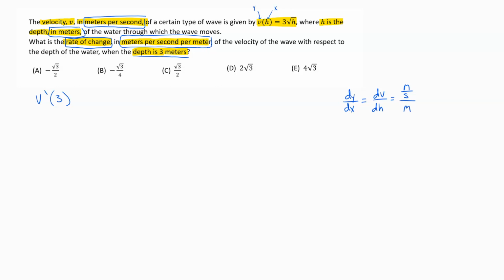As I look at this right now, do these units match up with the units that I said I'm looking for in my problem? I've got meters per second. Cool, that's the top here. Meters per second per another meter, per meter. Okay, that's my units. They match up, so I was on the right track. I'm really being asked to find v prime of 3.